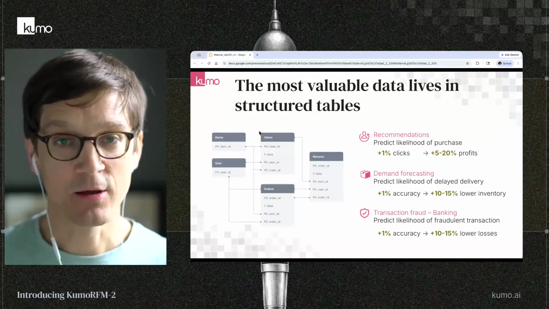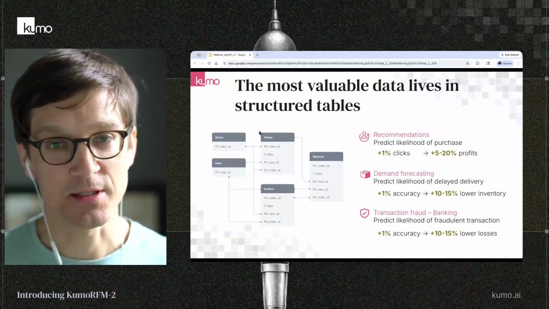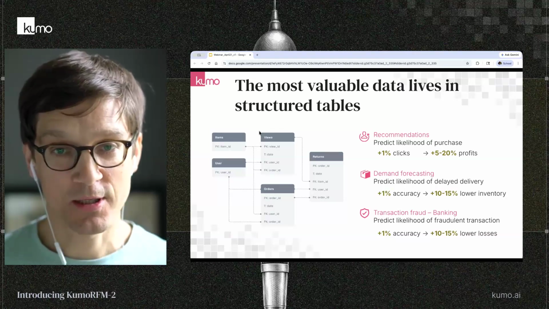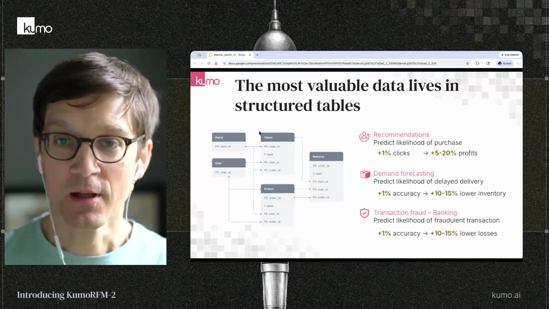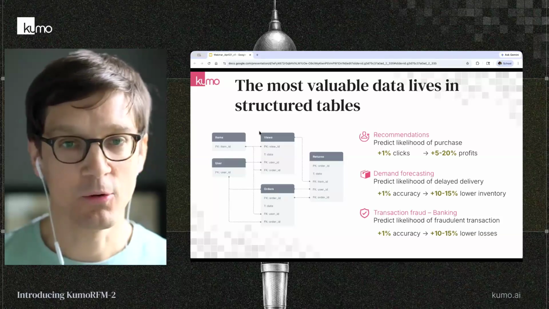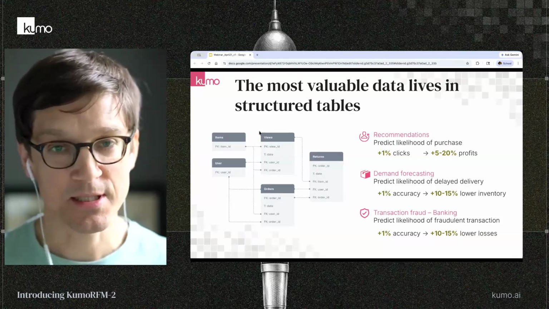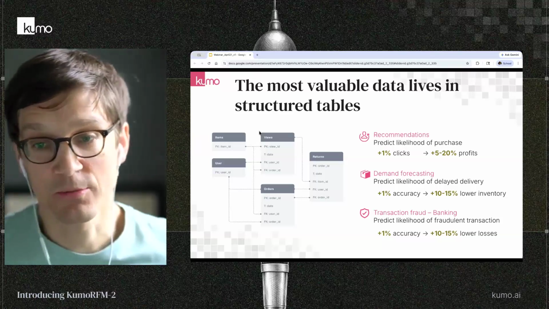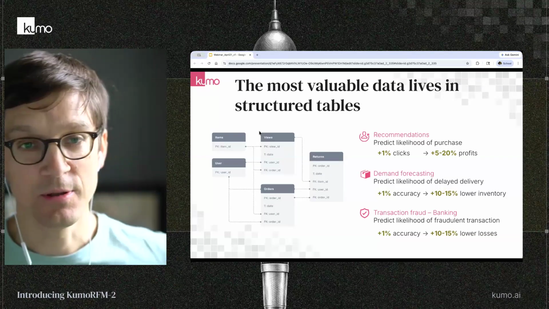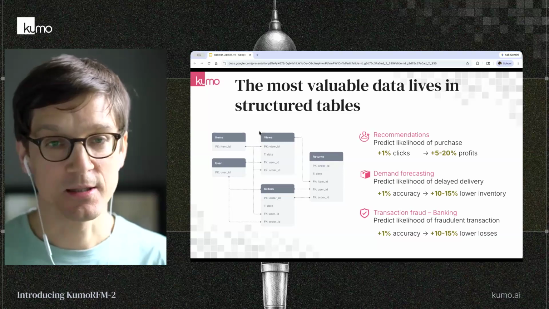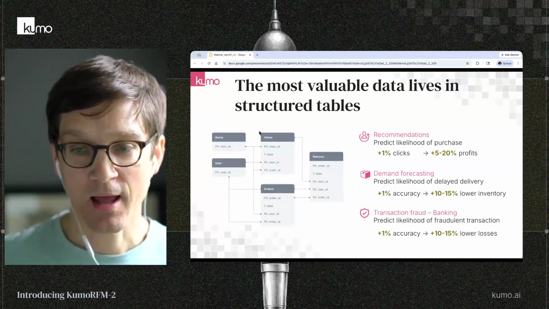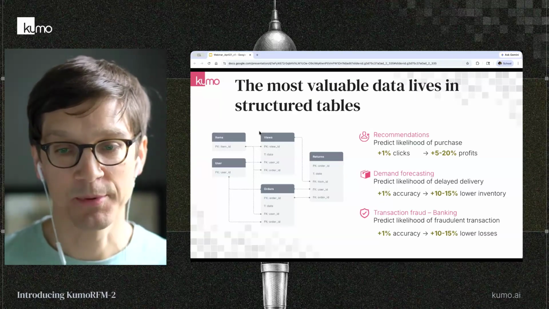because it allows us to make accurate decisions that affect the business. So what do I mean by decisions? For example, deciding what products to recommend to a customer so that they will be happier, they are going to find the thing they're looking for, and order or consume more. And we see that even a 1% increase in the accuracy of these recommendations can lead to a large gain in profits. Similarly, in demand forecasting, where we are predicting, say, the likelihood of a delayed delivery, even a small increase in accuracy there can help us lower the inventory cost and optimize the business.